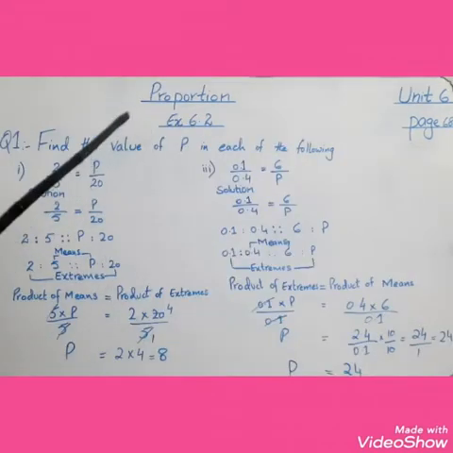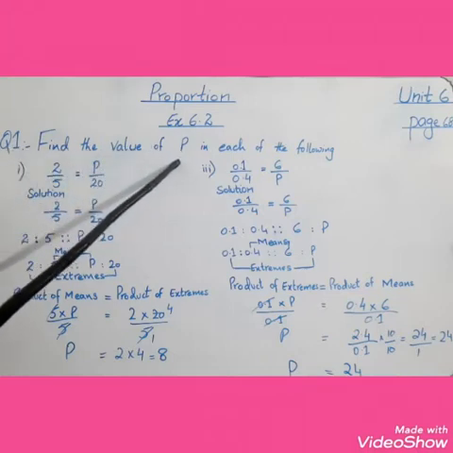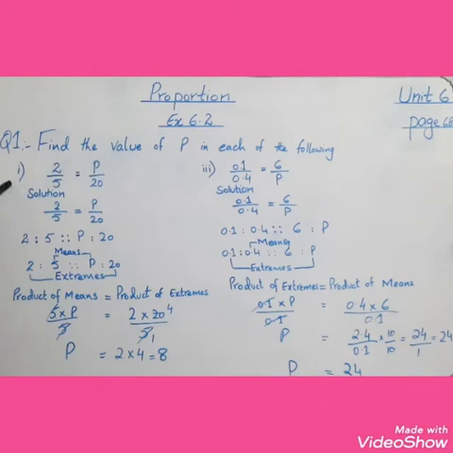Okay, students. Now see exercise 6.2. Question number 1. Find the value of P in each of the following. Now see first part, 2 over 5 is equal to P over 20. Both quantities given to you are in the form of fractions. Now solution: 2 over 5 convert into ratio. 2 ratio 5, proportion P ratio 20.